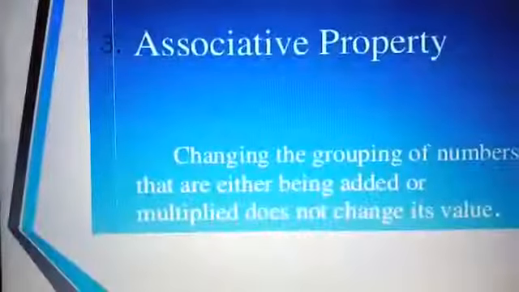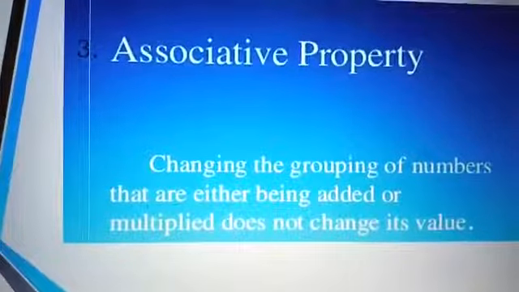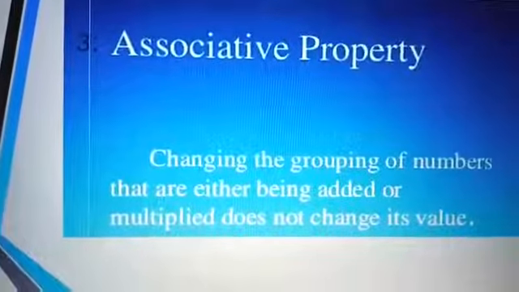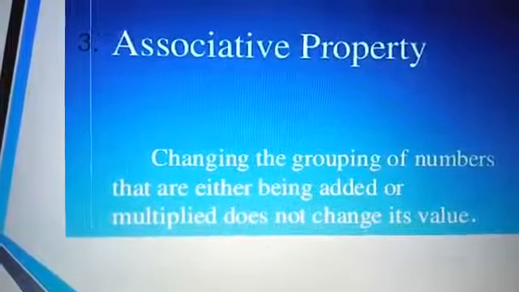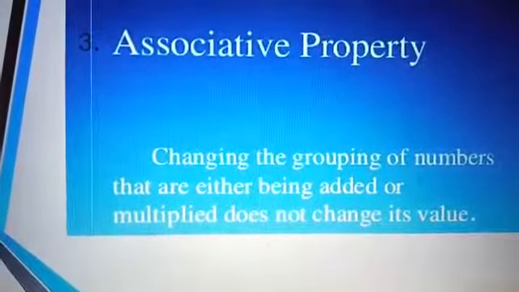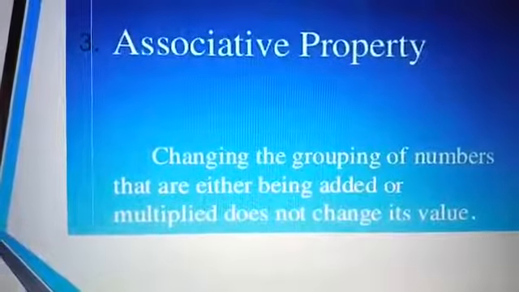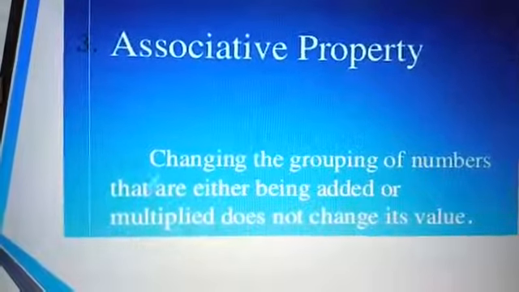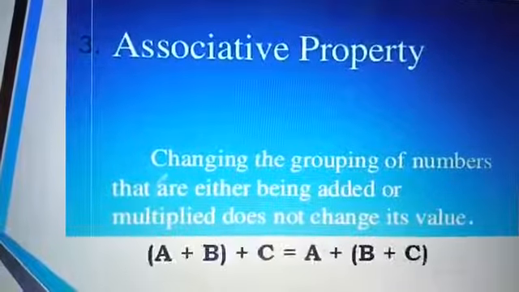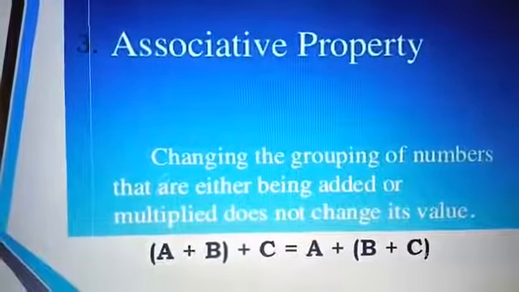Now let me show you the associative property. What is the associative property? Changing the grouping of numbers that are being added or multiplied doesn't change the value. It is similar to the commutative property, the only difference is that in the associative property we add three numbers. When you change the grouping, the value is the same. A plus B plus C equals A plus B plus C.